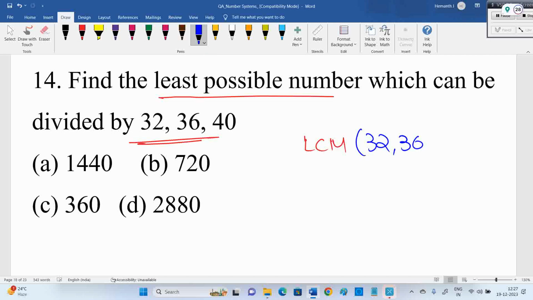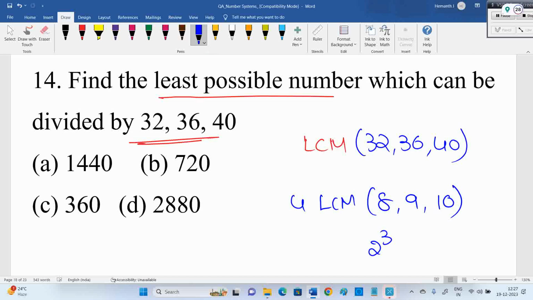Right? So when you perform all this, and again that shortcut what I said, which is common in all? 4 is common in all, right? Every number is divisible by 4. I can take 4 out. Then you do LCM for 8, 9 and 10. 8 is written as 2 cube, 9 is 3 square, 10 is 2 into 5.